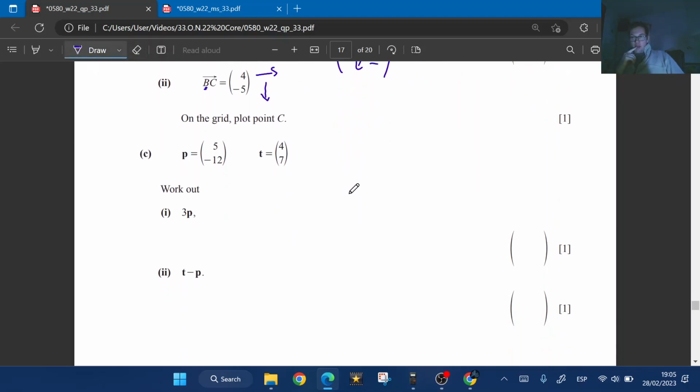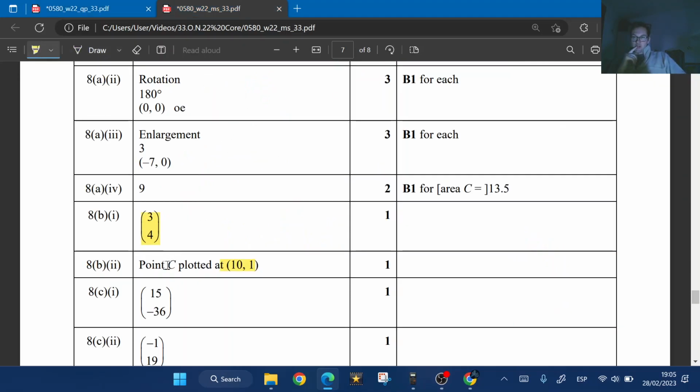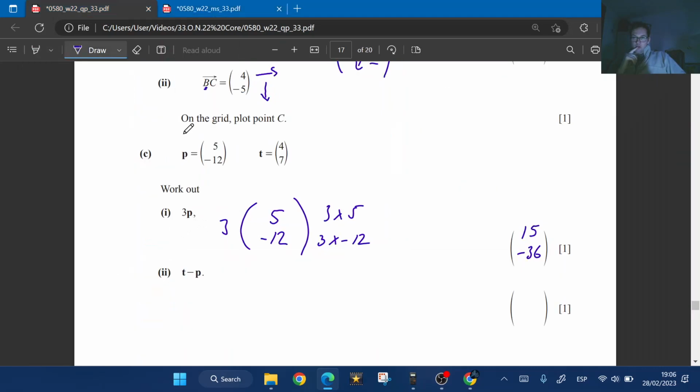Okay. Next one, 3p. You see that vector there? P is 5, minus 12. And if you put a 3 in front, it means you need to multiply it. 3 times 5 for the top, that's 15. And 3 times minus 12 being minus 36. That's all you do, you put it in front. Yes, we got it right.